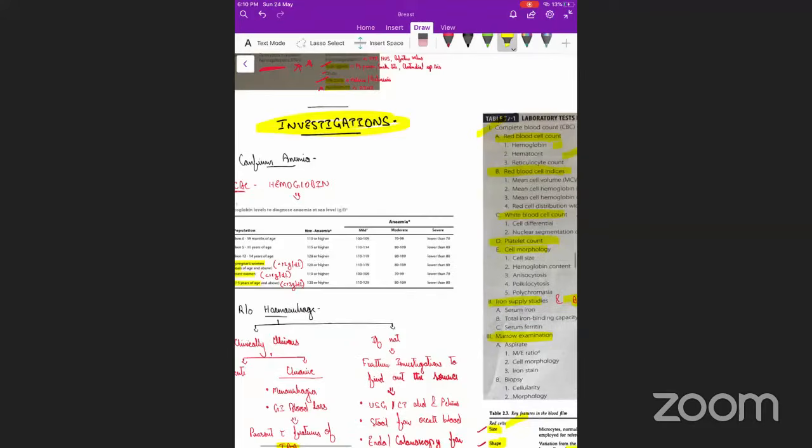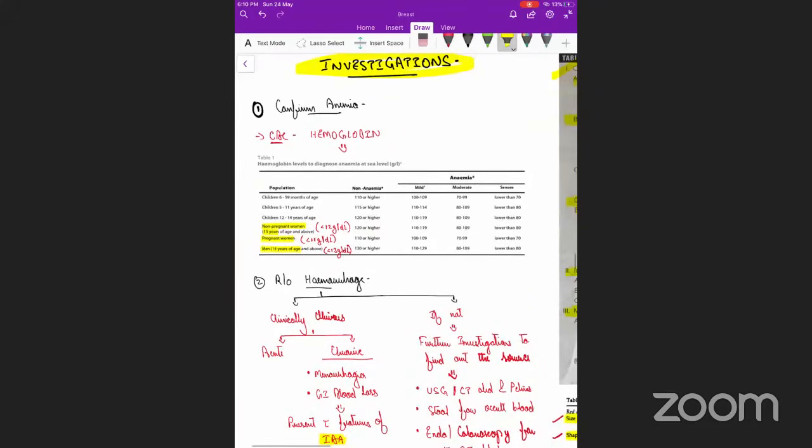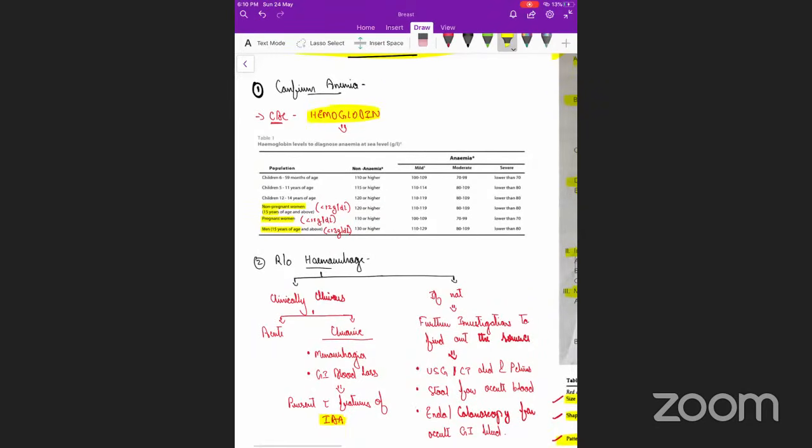So first is CBC. In that, we look for hemoglobin levels. So when do we tell anemia? When do we tell anemia in a non-pregnant female greater than 15 years? Non-pregnant female greater than 15 years. When can we call it anemia? Yes, less than 12. Very good. In case of pregnant, when is it? Less than 11. Yes. And in men aged above 15 years, it is 13.